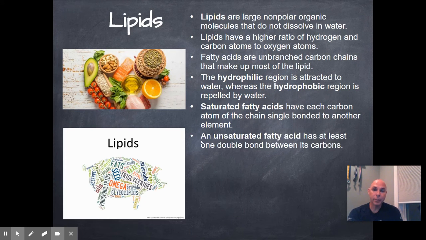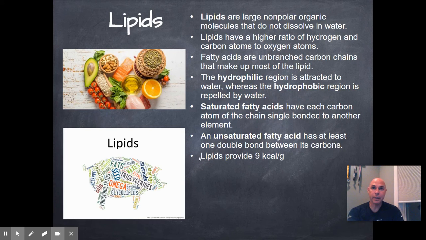Now, when we add a double bond to at least one between two of the carbons in the chain, then we have what's called an unsaturated fatty acid, and that slightly changes the chain from a straight chain to a crooked chain, and structure leads to function. So this is perfect for performing certain functions. But one of the things we know is saturated fatty acids at room temperature are solids. Unsaturated fatty acids at room temperature are oils. So a lot of our plant-based oils are unsaturated fatty acids, and a lot of our animal fat sources are saturated fatty acids.